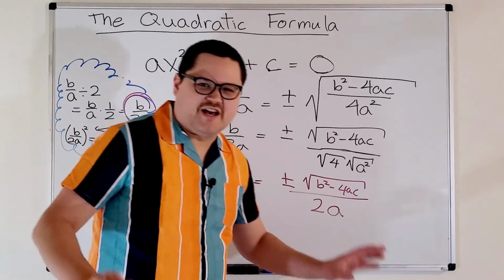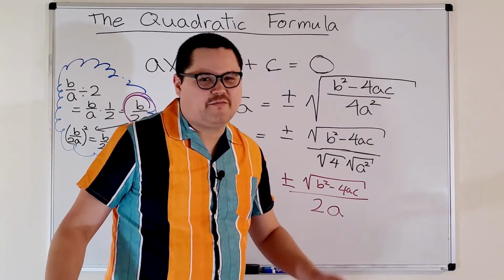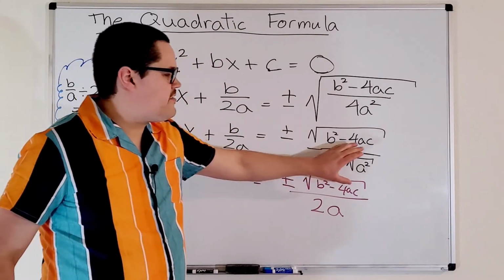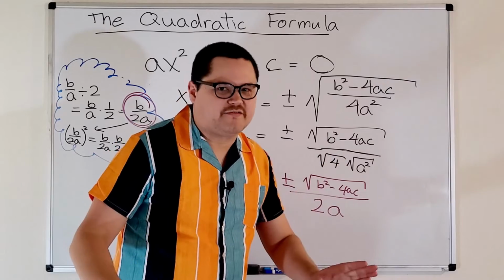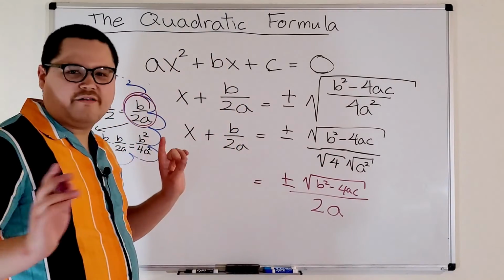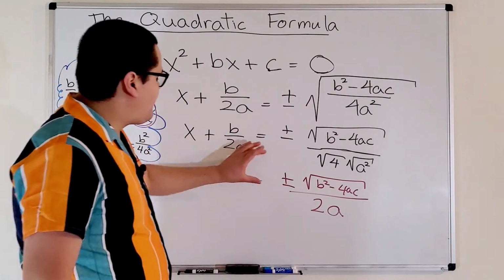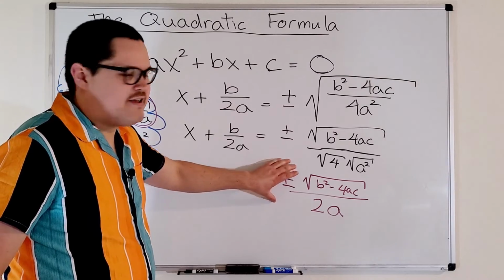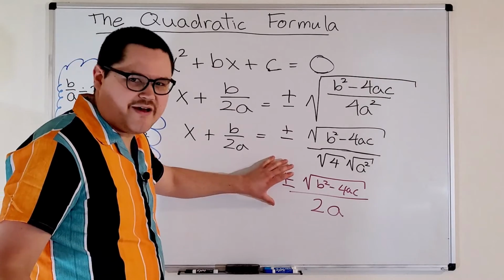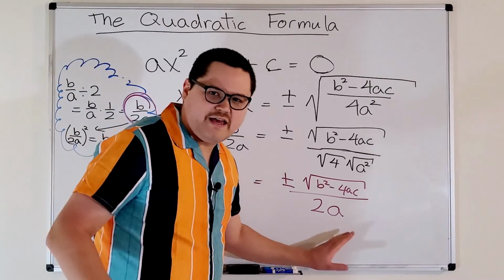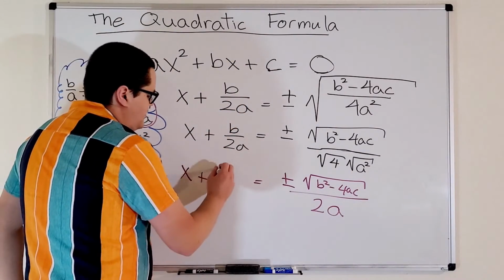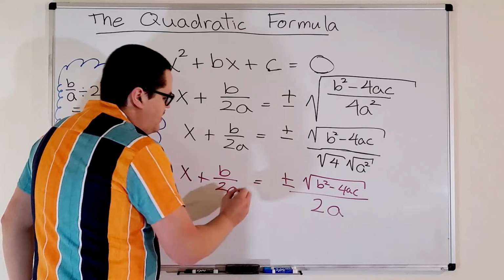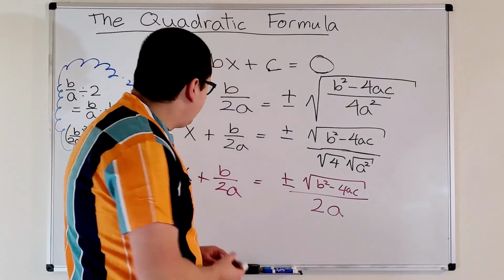Now you might object, and this is a very subtle point, the square root of a squared is actually the absolute value of a, the positive part of a. And while this is true, we already have a plus or minus in front. So we're going to get both signs anyway. So we can just write a here. So we have x plus b over 2a equals this quantity.